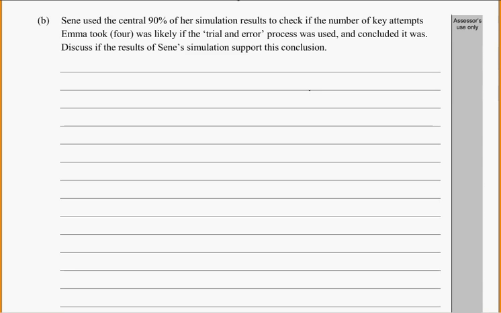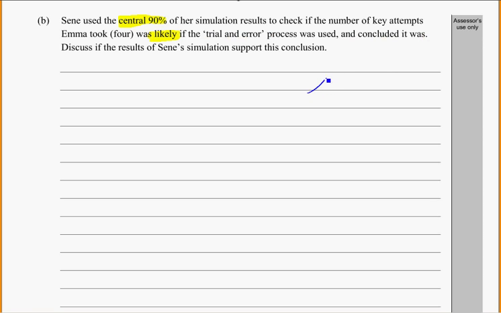Okay, so we're saying here that with the simulation, she used the central 90% of this to check to see if the number of key attempts Emma took, 4, was likely and the trial and error process was used. So she's telling us she's going to use the central 90% to see if it's likely that the trial and error process was used, and they want us to confirm this.